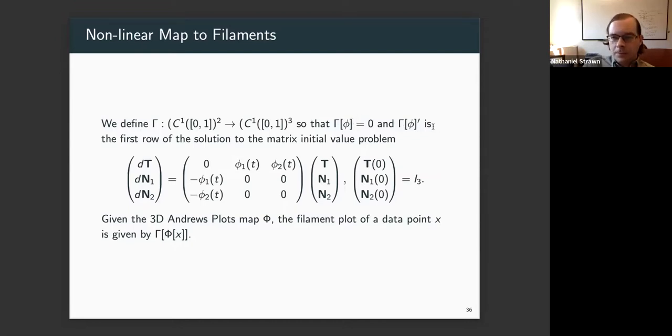And the derivative of this embedding is the first row of the solution to this matrix initial value problem. So I set up the Bishop frame, I solve for t, and then I integrate it, subject to the fact that it starts off at 0. The initial condition is simply that the frame is initially just the identity matrix. And so given a 3D Andrews plot map phi from these theorems that we've displayed, the filament plot will simply be gamma of phi of x.